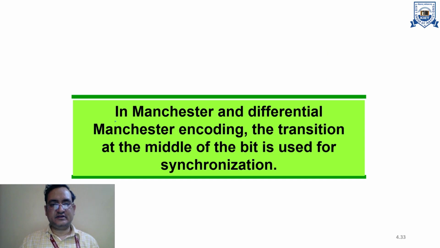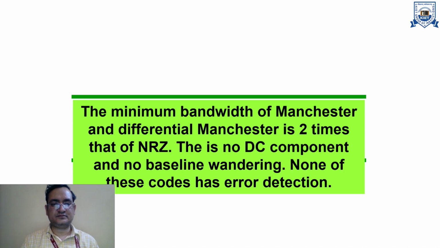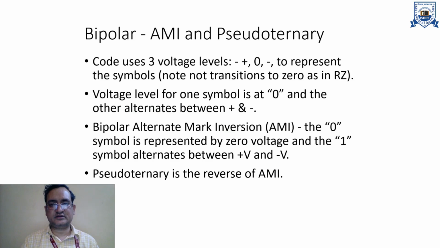In Manchester and differential Manchester encoding, the transition at the middle of the bit is used for synchronization. The minimum bandwidth of Manchester and differential Manchester is 2 times that of NRZ and RZ. That is, no DC component and no baseline wandering. None of these codes has error detection capability.